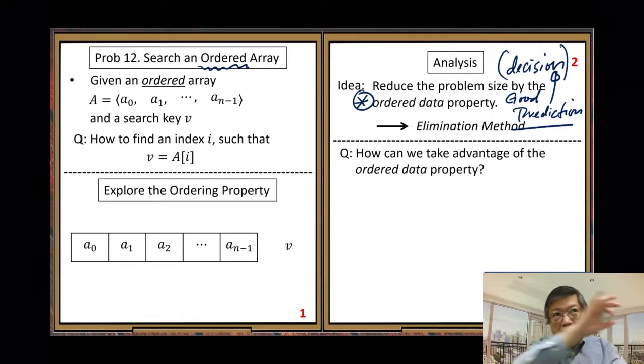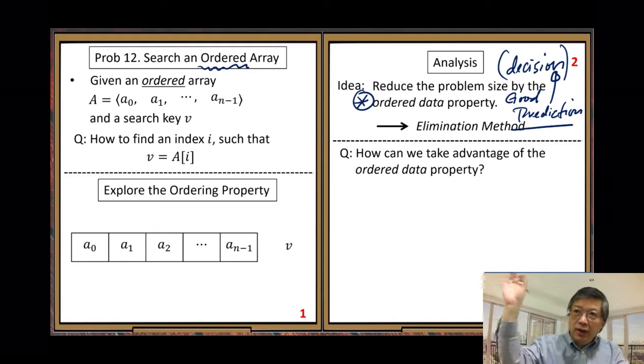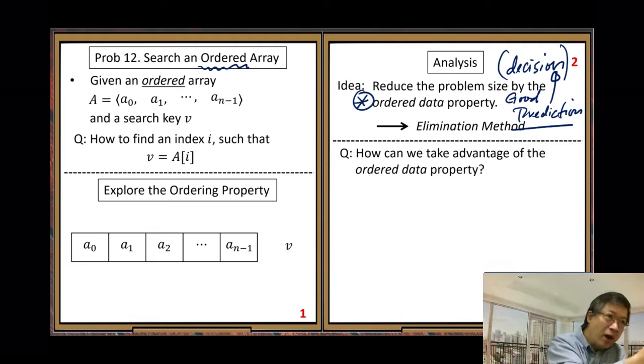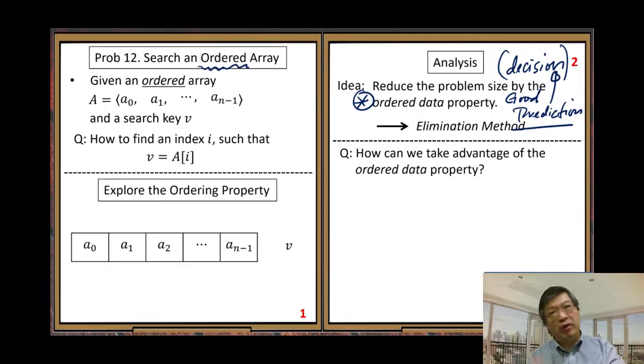So we have this ordered array. Next, the given key V, we can use it to compare with any element in the array. Based on its position in the array, when we do the comparison, we may get different results. Here we want to look at the possible results after each comparison. We may select some special cases and compare which one is the best.